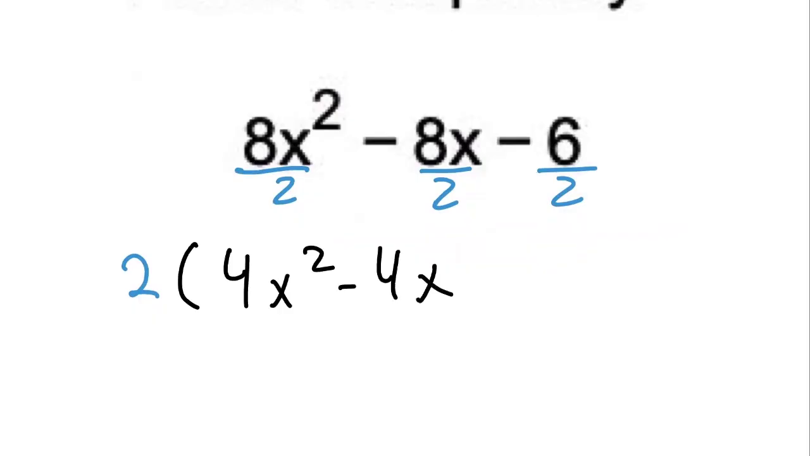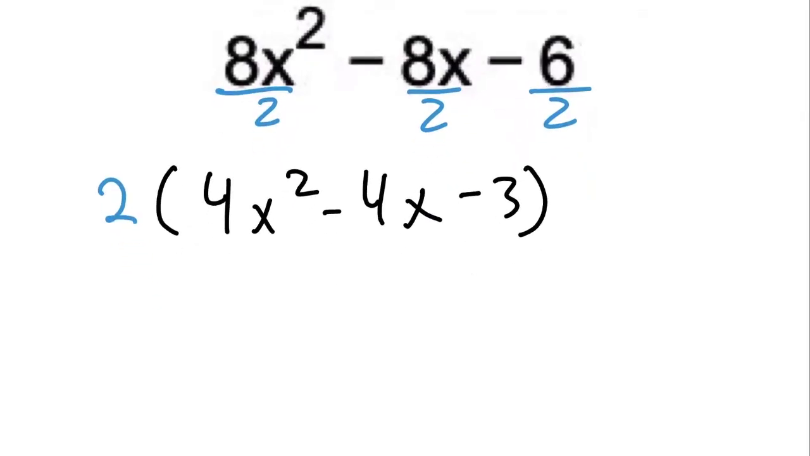So when I factor out my 2, what am I left with? I would say 2 parentheses. 8 divided by 2 is 4. -8 divided by 2 is -4. And then -6 divided by 2 is -3. Does anyone have any questions so far?